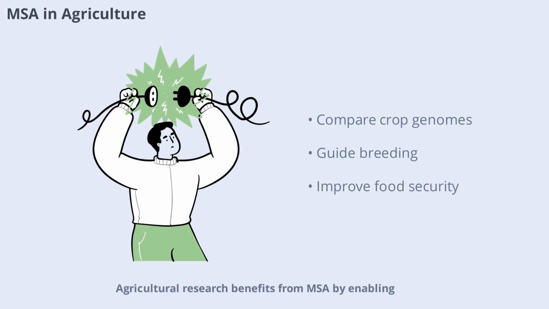Agricultural research benefits from MSA by enabling the comparison of crop and livestock genomes. By identifying genes associated with desirable traits such as disease resistance or yield, researchers can guide breeding programs and improve food security. MSA also supports the development of genetically modified organisms with enhanced characteristics.